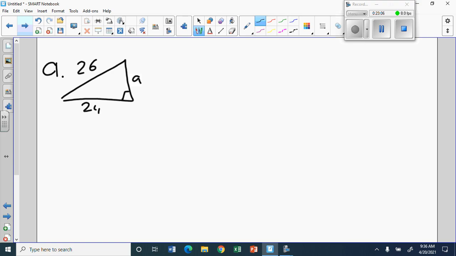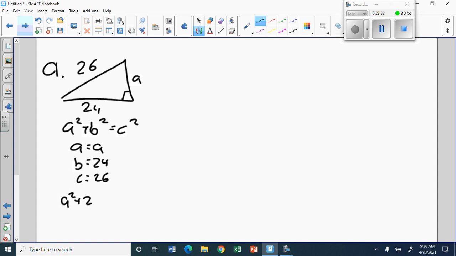Libby, what's my formula? A squared plus B squared equals C squared. A equals, B equals, C equals. In this problem, what's A? It could be what two numbers? A or 24. I'm going to keep A as A. B then is 24, and then C is the hypotenuse, which is 26. A squared plus 24 squared equals 26 squared.